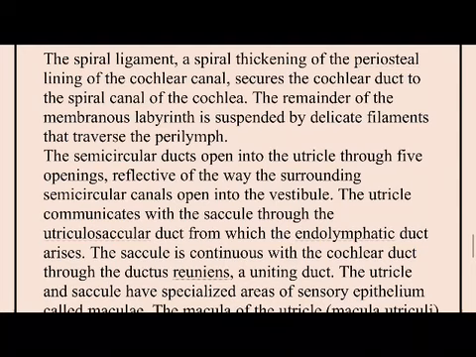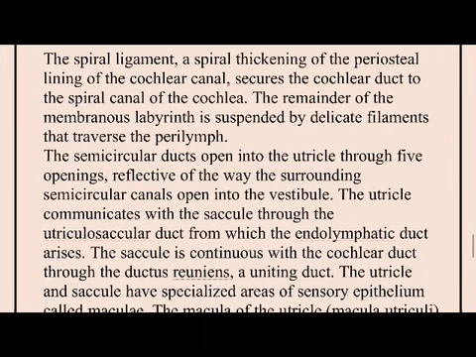The utricle communicates with the saccule through the utriculo-saccular duct, from which the endolymphatic duct arises. The saccule is continuous with the cochlear duct through what we call the ductus reuniens, which is a uniting duct. The utricle and saccule have specialized areas of sensory epithelium called maculae.